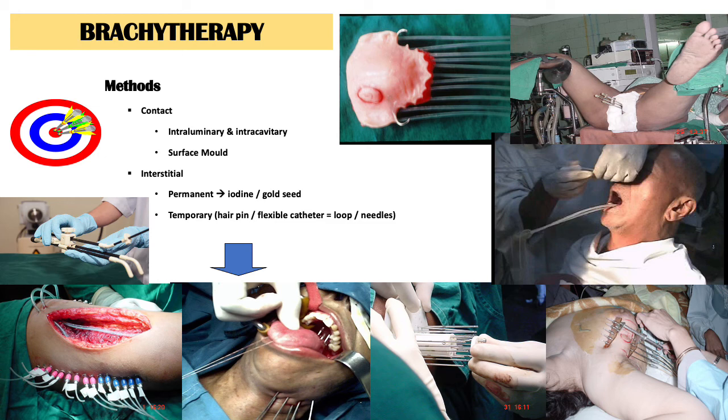We do it by inserting the applicator, and then the patient will enter the radiation room, and the radiation source will be inserted through the applicators. That is why the technique that we use now is called afterloading brachytherapy.